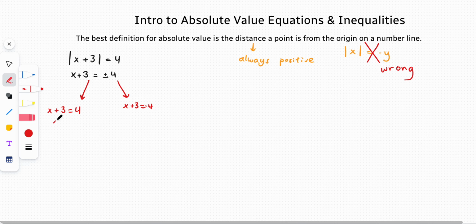So from here, we can subtract 3 from both sides, so x is going to equal 1. And we can subtract 3 from over here as well, so x is going to equal -7. So these will be our 2 answers that satisfy this absolute value.